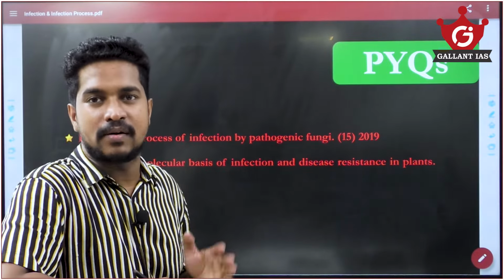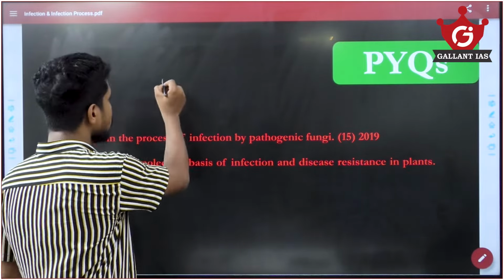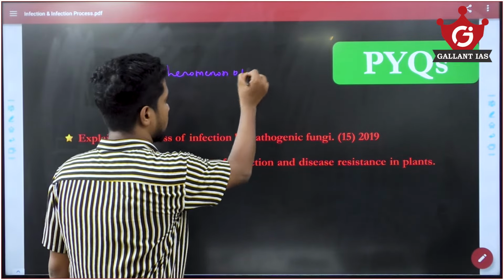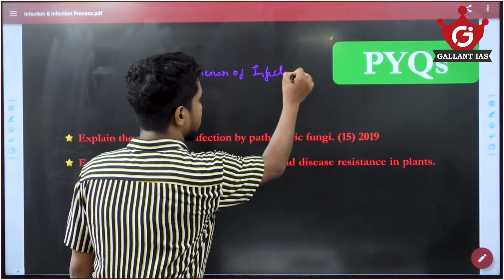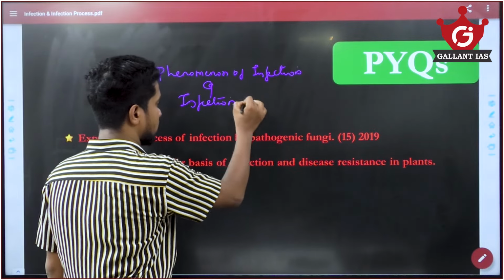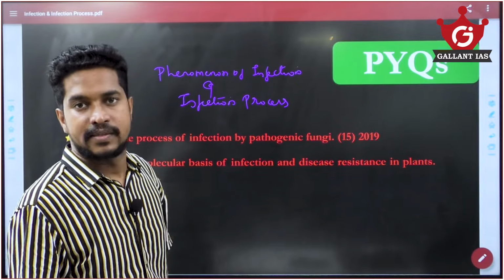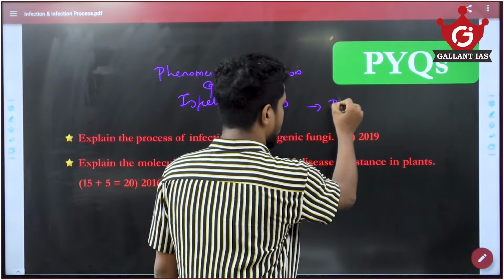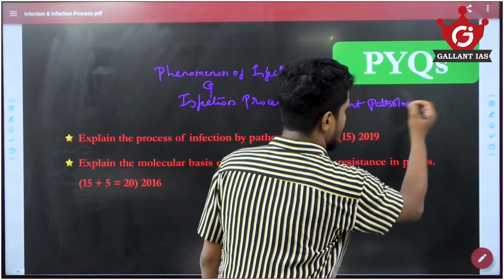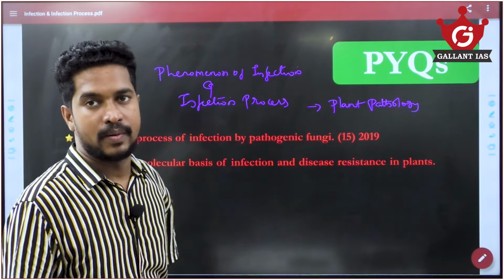Today we are discussing the topic phenomenon of infection and infection process. This topic comes under the plant pathology part, which is the first unit of paper 1.